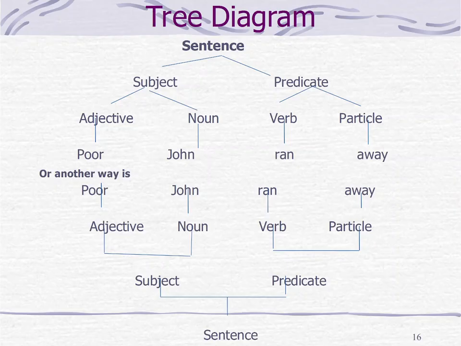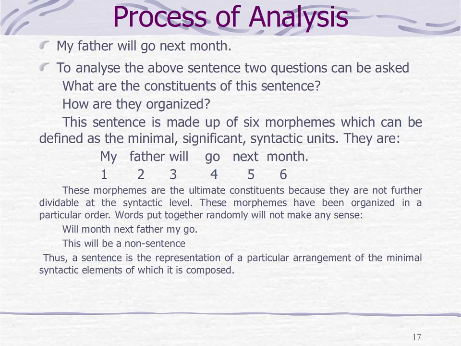This can be shown vice versa also, upside down. The ultimate constituents poor, John, ran, away come first, then poor and John combined to form subject, and ran and away, verb and particle, combined to form predicate, and subject and predicate form the sentence.